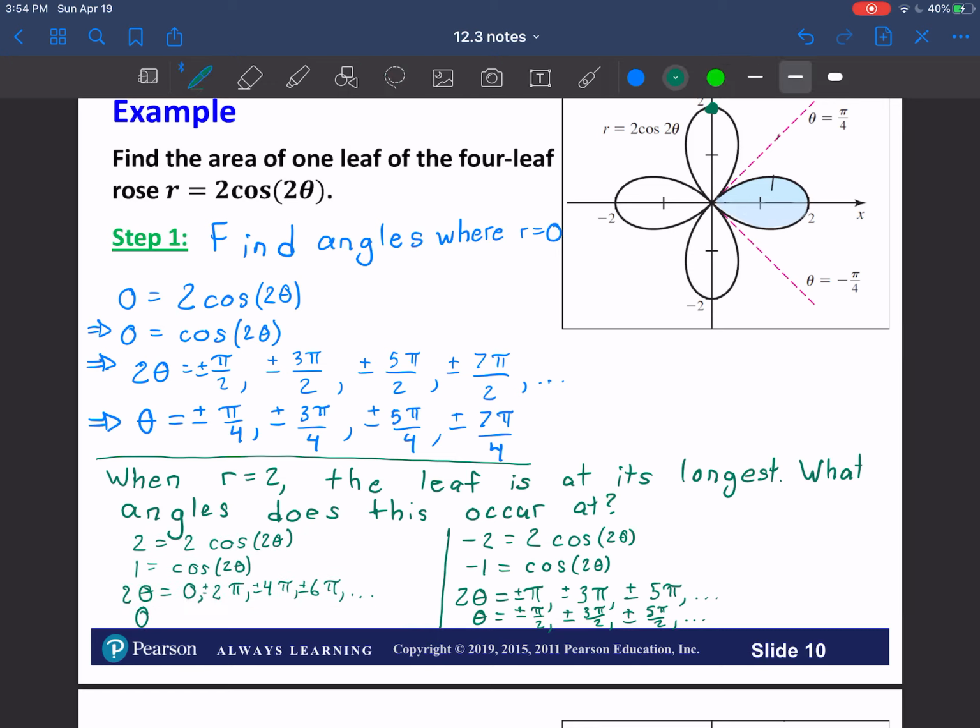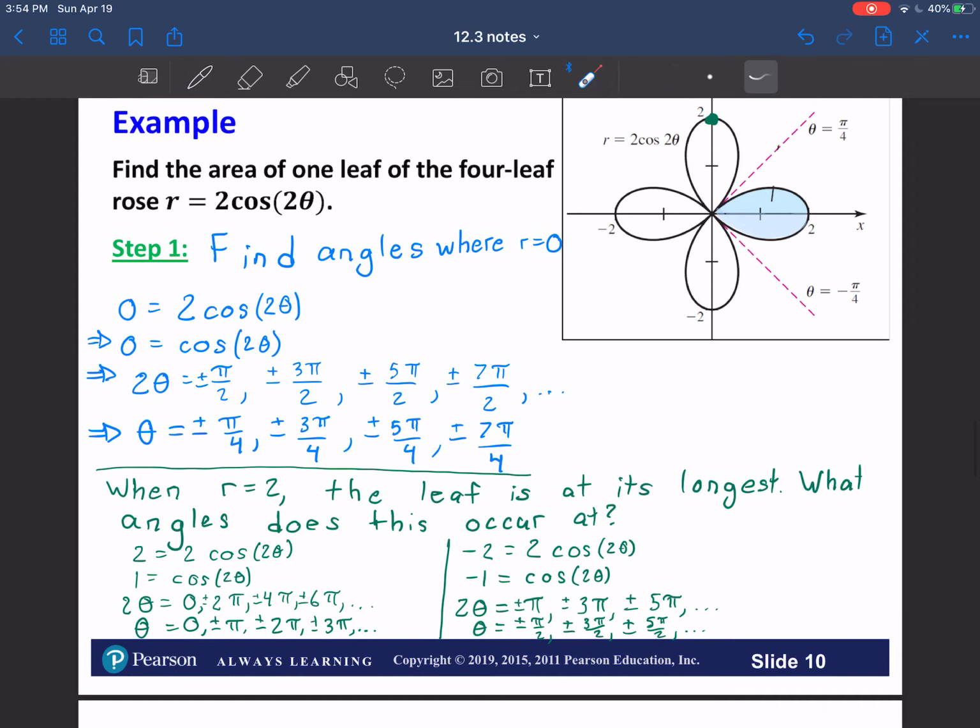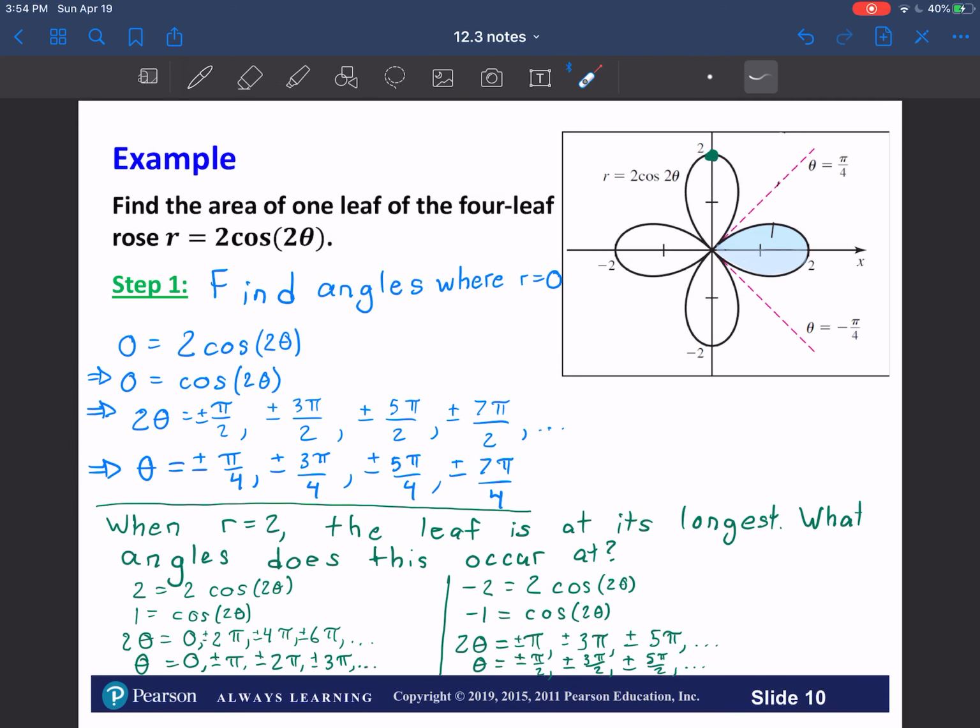If we solve this one for theta, we would get 0, plus or minus pi, plus or minus 2 pi, plus or minus 3 pi, etc. Okay, so what in the world did we just show? Basically, the edges of these leaves occur whenever r is equal to 2 or r is equal to negative 2.